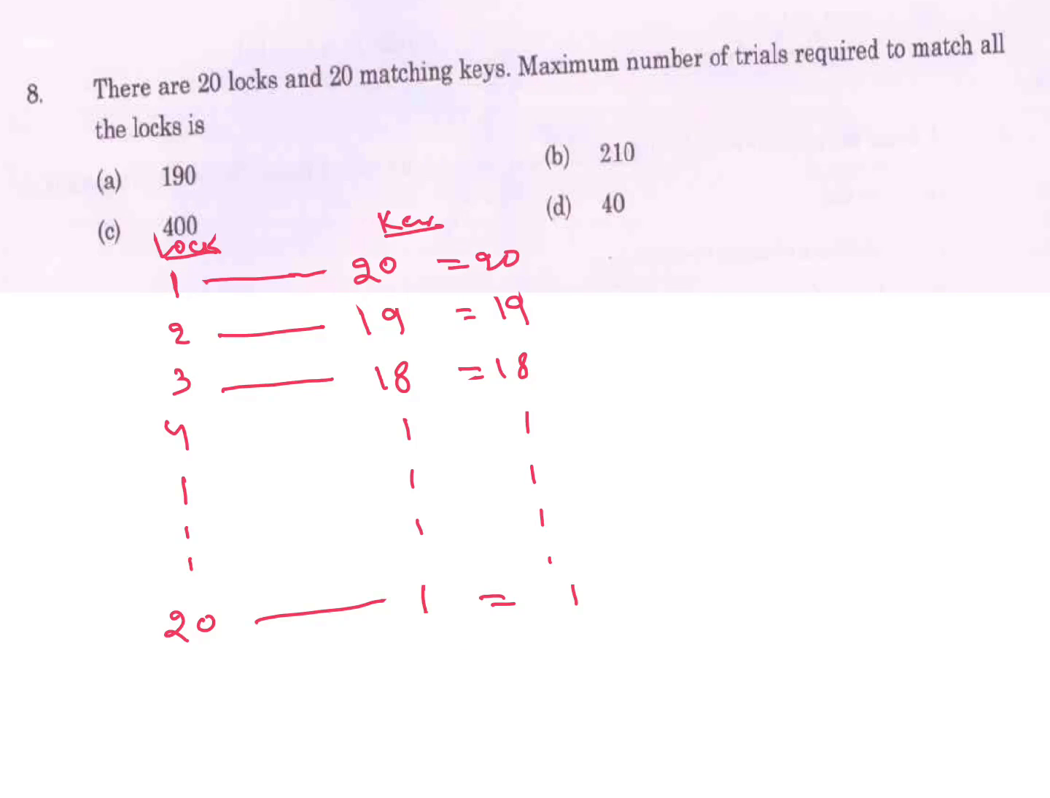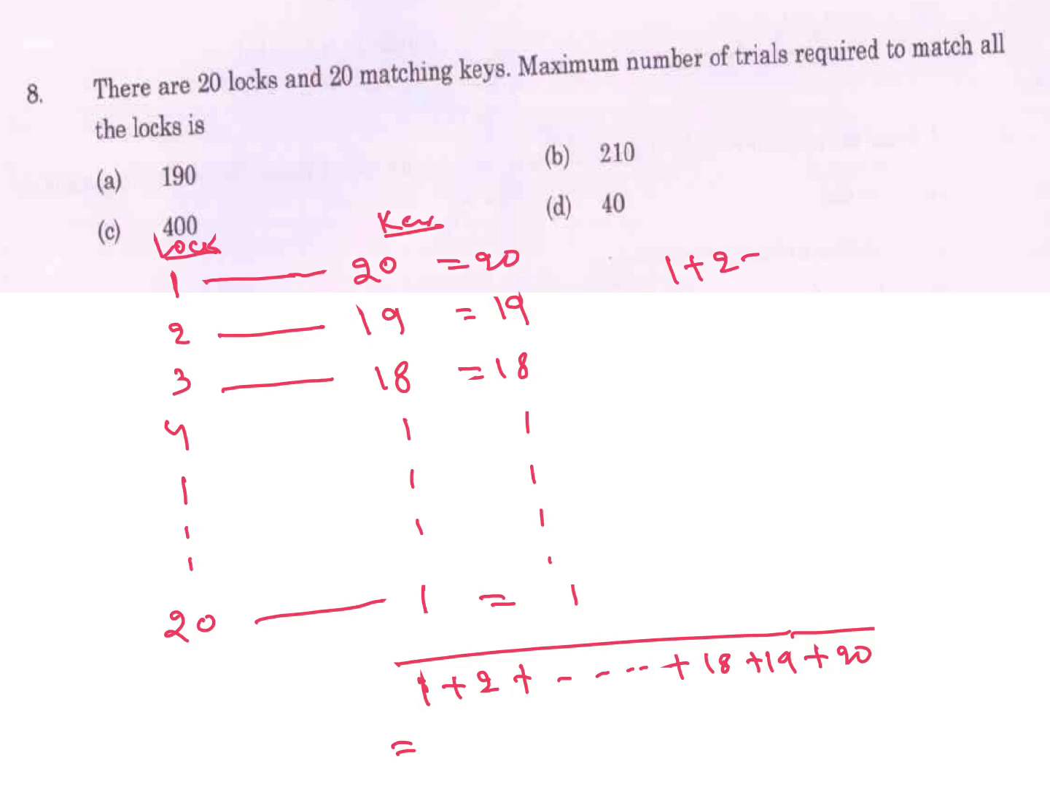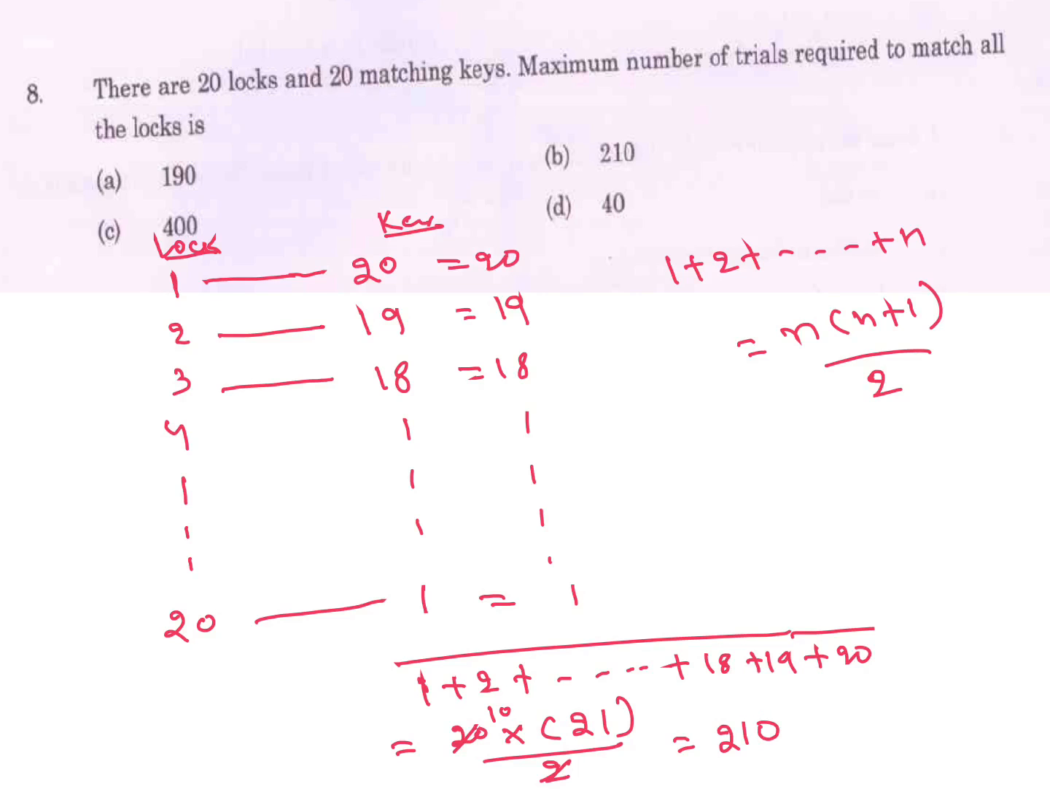So total is 1 plus 2 plus, like this, 18 plus 19 plus 20. This is our required number of trials. The formula is, if 1 plus 2 plus up to n, the formula is n into (n plus 1) by 2. Here n is 20, so 20 into (20 plus 1) which is 21, by 2. It's 10. So the number of trials is 210. This is our answer. B is our answer.